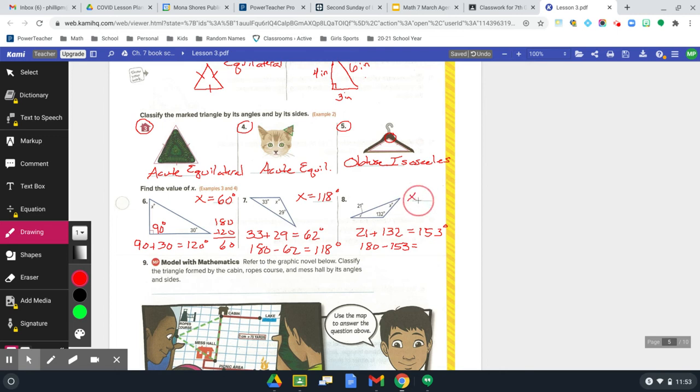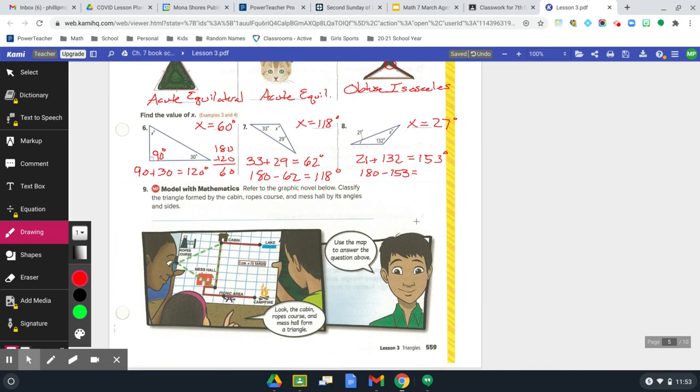Okay, X equals, that's a small angle that's missing there, which means it's acute. You have to have a small angle less than 90 degrees. You should have 27 degrees for that third angle that's missing. Okay, all three angles always add to 180.